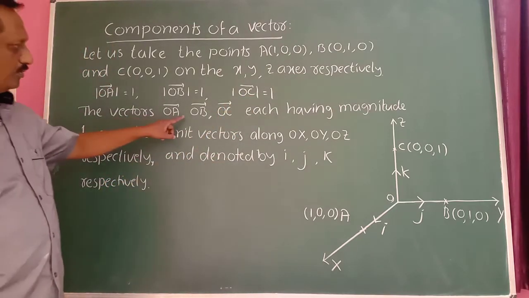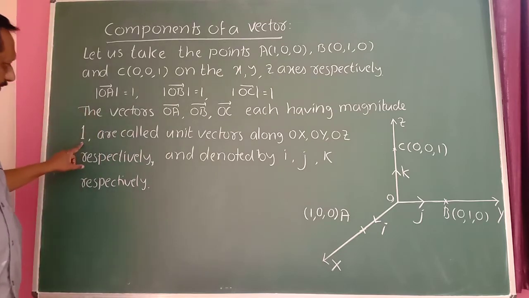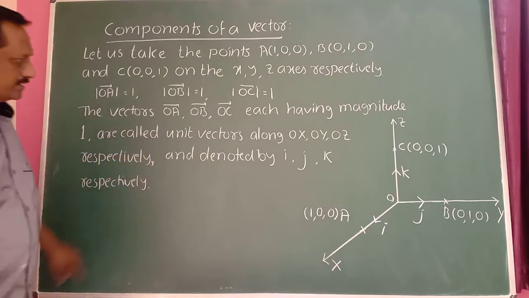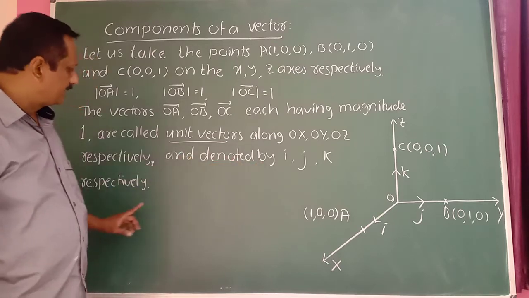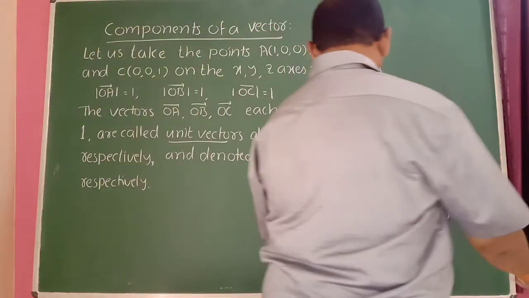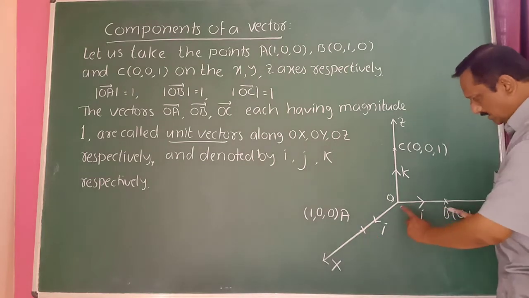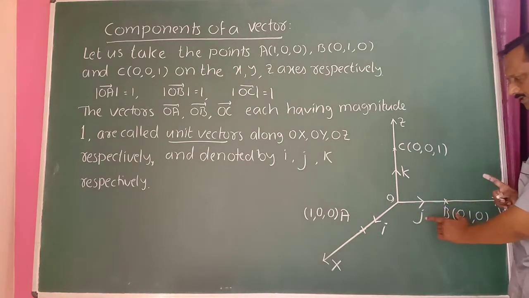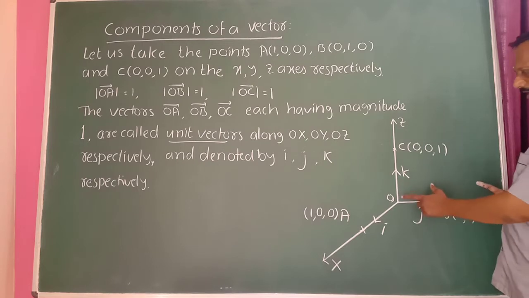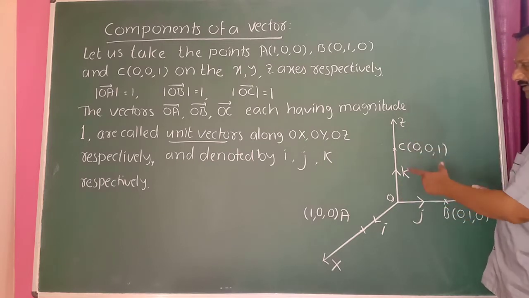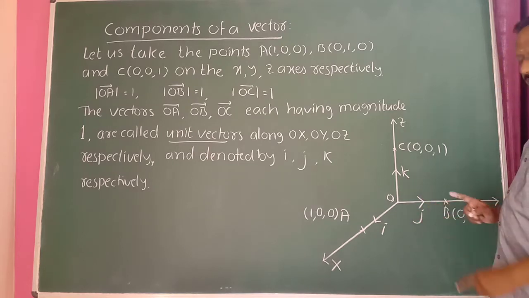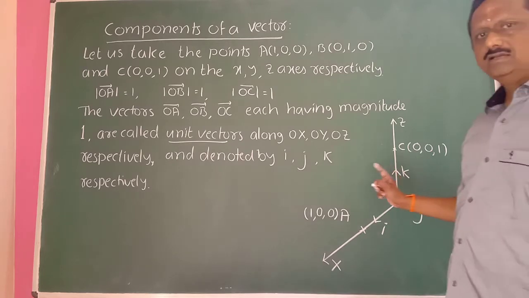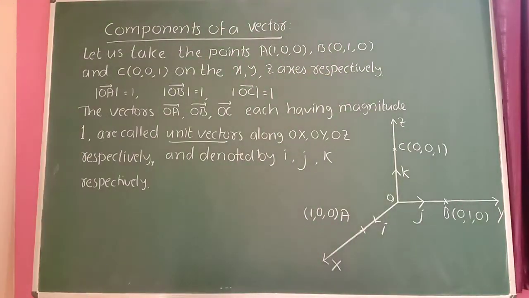The vectors OA, OB and OC, each having the magnitude 1, are called unit vectors. These are called unit vectors along x axis, y axis and z axis, and denoted by i, j and k. Here this is a unit vector, so it is denoted as i. This is a unit vector along y axis, it is denoted as j. And OC is also a unit vector along the z axis, it is denoted as k. So i, j, k are the unit vectors along x axis, y axis and z axis respectively.